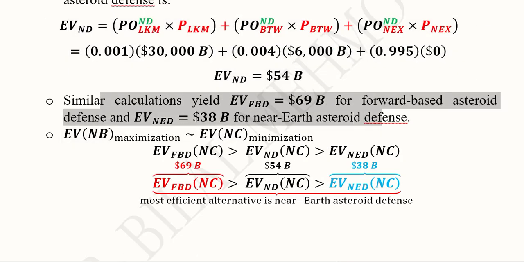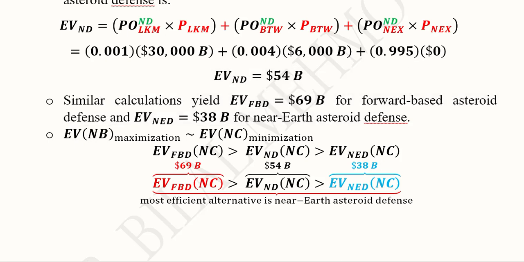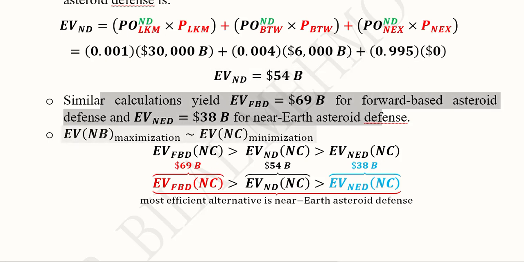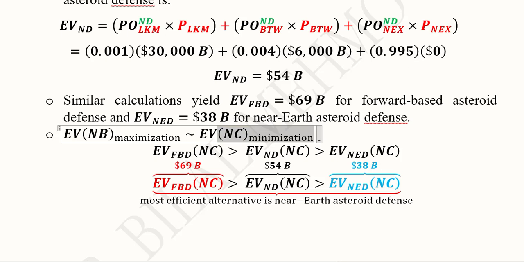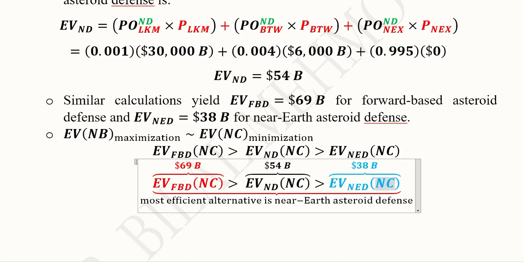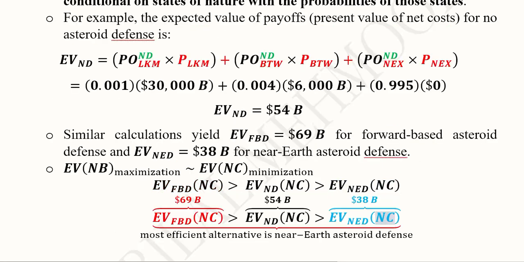Finally, the conclusion is simple, that we are focusing on the expected value of net cost. So it should be minimized. It is not the expected value of the net benefits that is to be maximized. So let's choose the lowest value. This is the lowest value. So it is desirable to go for this alternative. So this enables us to take a decision and go for a near Earth defense system.